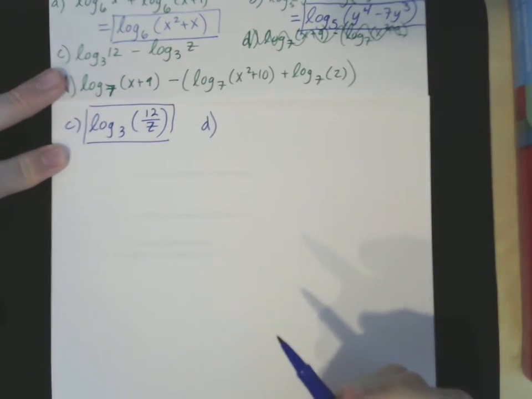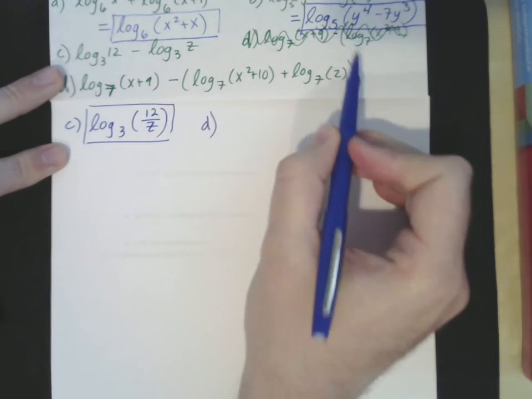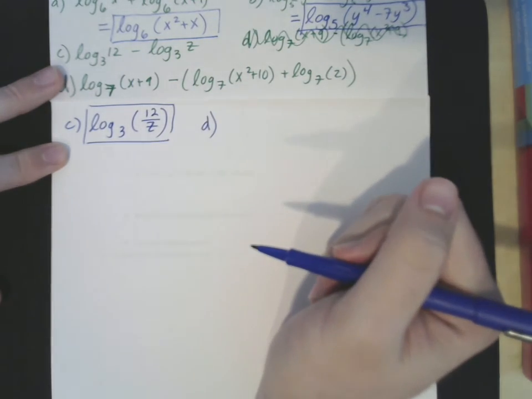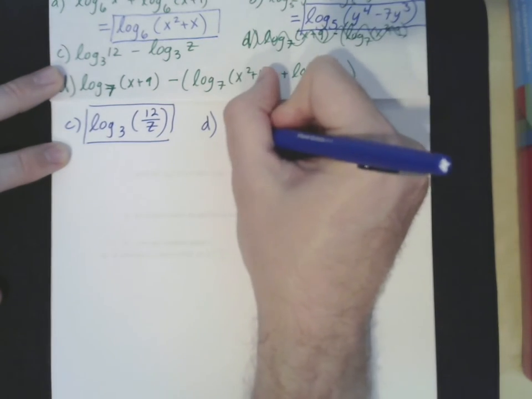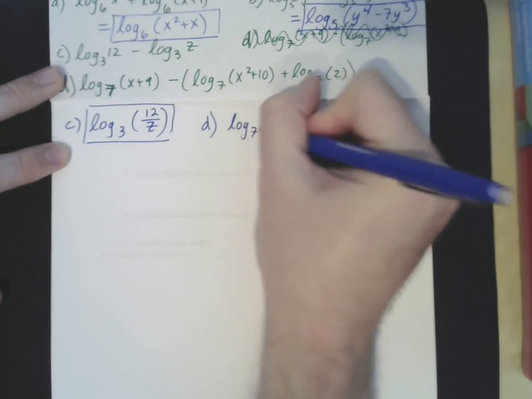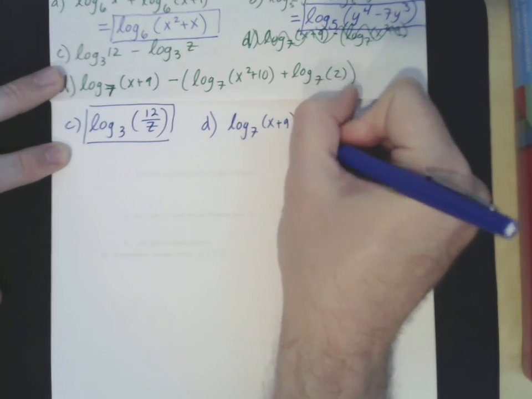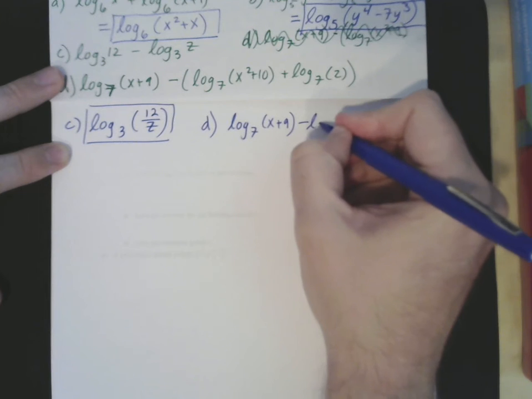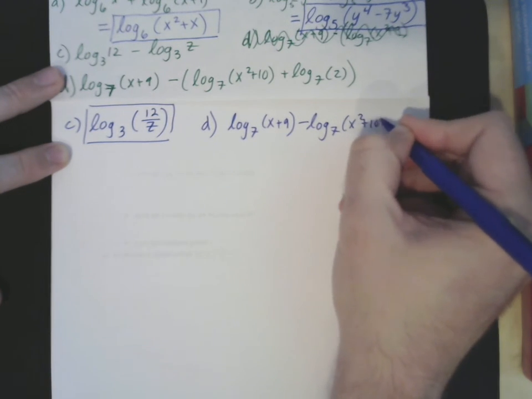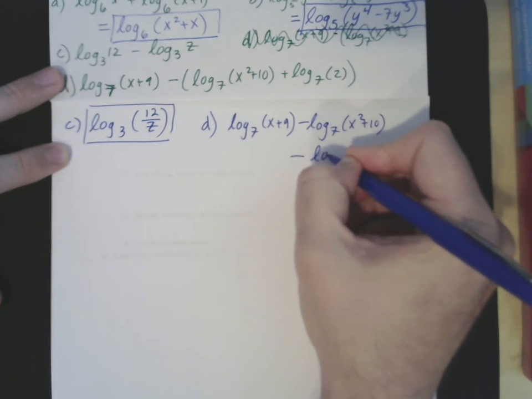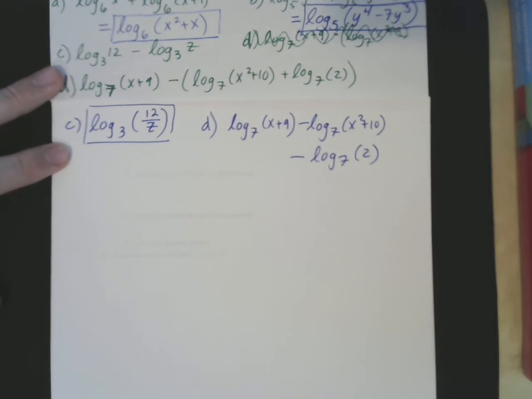And then for D, trying to trick you a little bit here, since there's a parentheses here, we need to make sure that we distribute the minus sign first. So this becomes log base 7 of x plus 9 minus log base 7 of x squared plus 10 minus log base 7 of 2, distributing that negative.